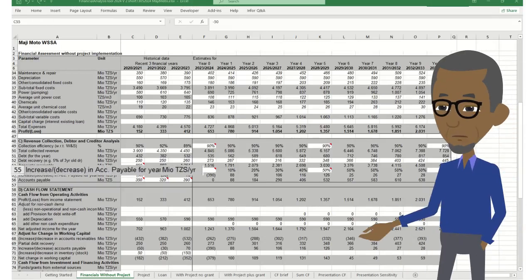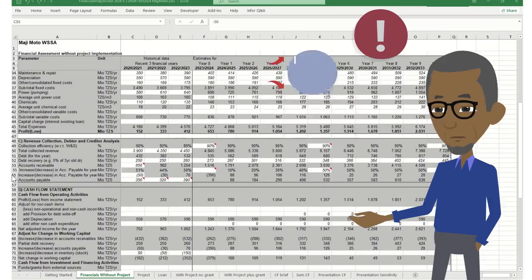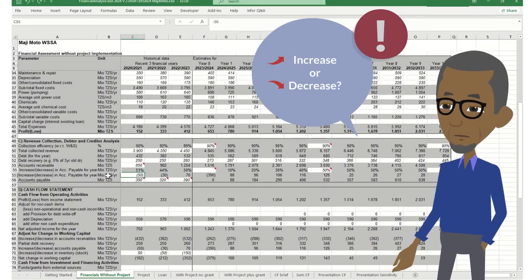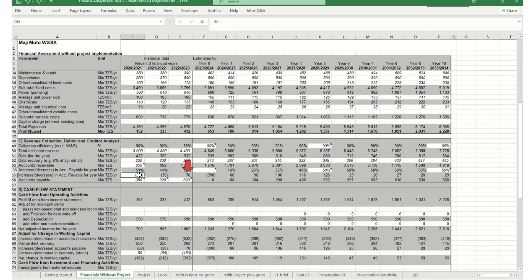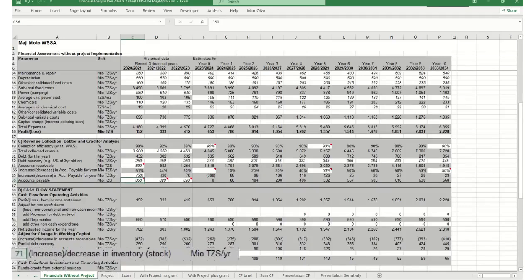For increase or decrease in accounts payable, be careful to put a negative or positive figure. For example, if there is an increase in the money you owe to your suppliers, it means that you currently have more cash available because you haven't paid them yet. Hence, it is an increase in cash equaling a positive figure here. For inventory, be aware that if you buy more inventory, it means that you have less cash. Hence, the increased inventory translates into a negative figure.